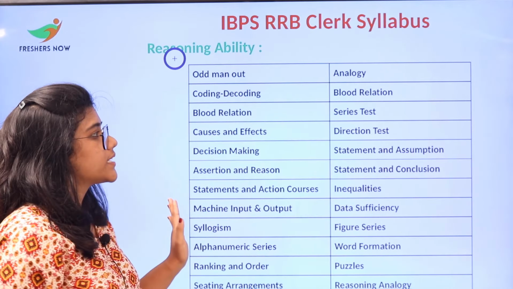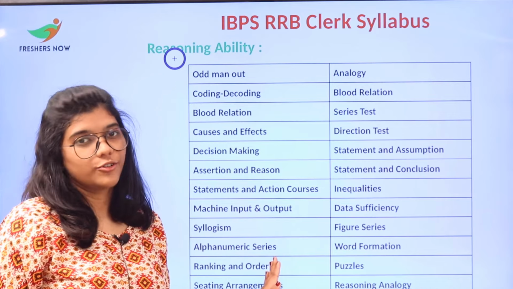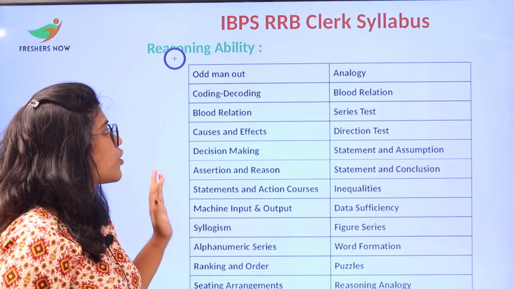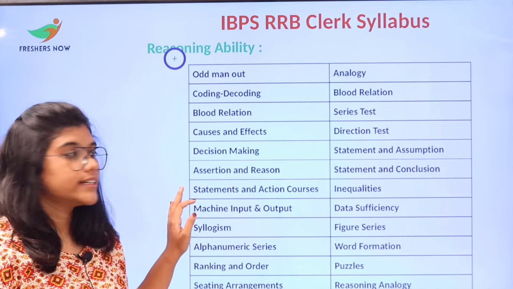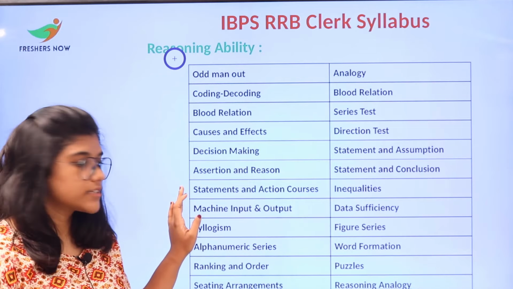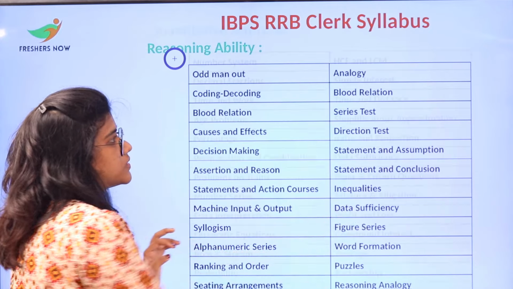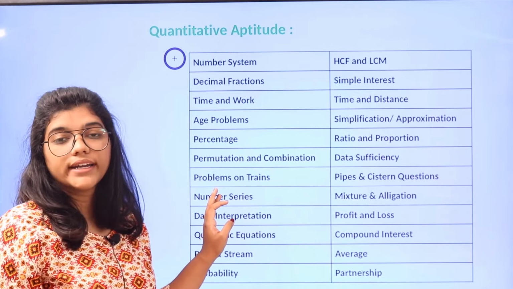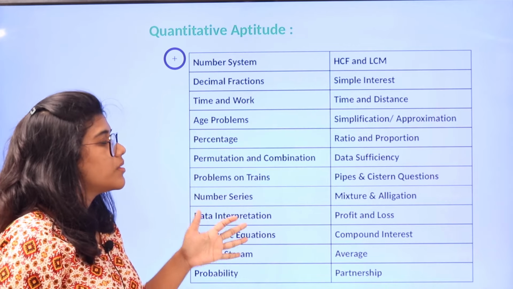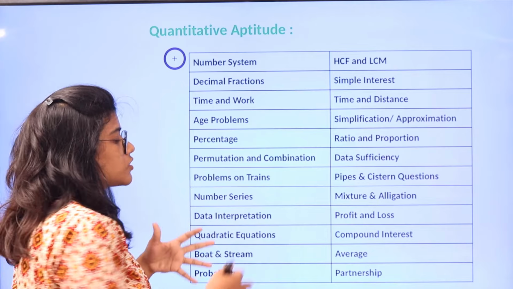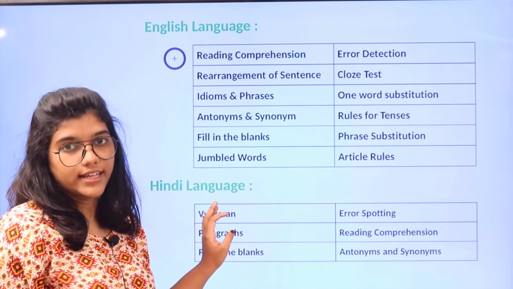For the reasoning ability section, there are a number of topics that you have to cover. Some of them which I will be mentioning are decision making, causes and effects, blood relation, direct tests, series tests, inequalities, data sufficiency, input and output, statements, actions and courses, word formation, puzzles. Next is the quantitative aptitude section, which covers age problems, simplifications, ratio and proportions, the same data sufficiency, profit and loss, compound interest, averages, HCF and LCM.